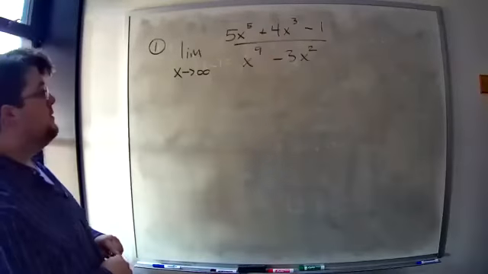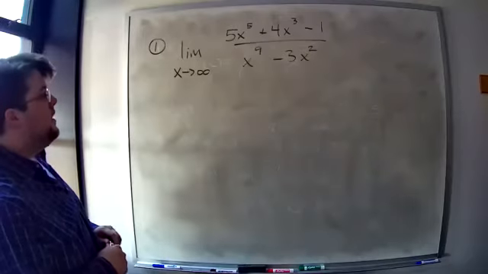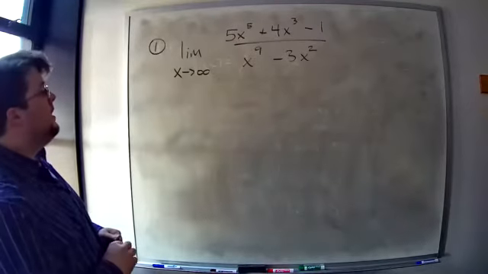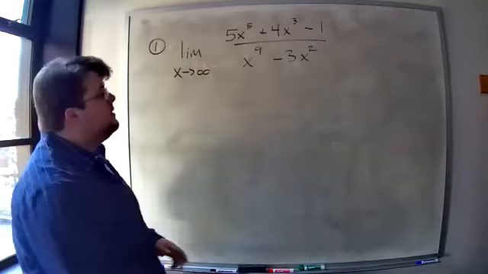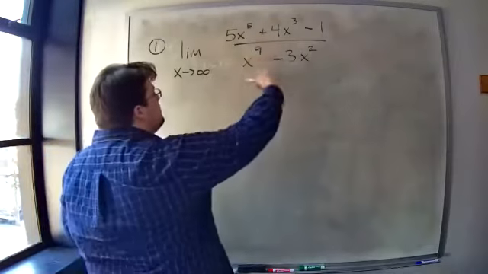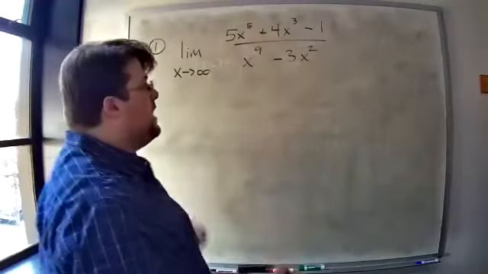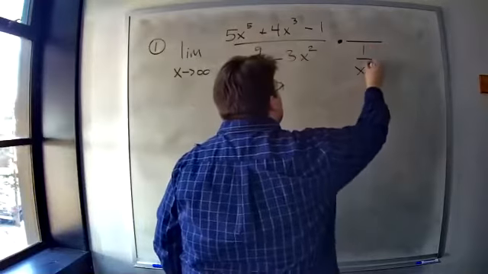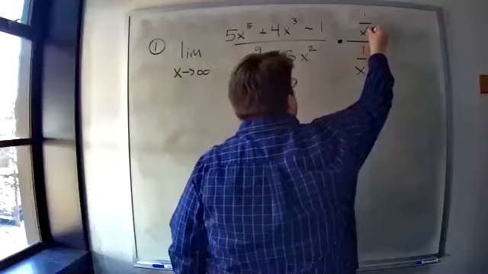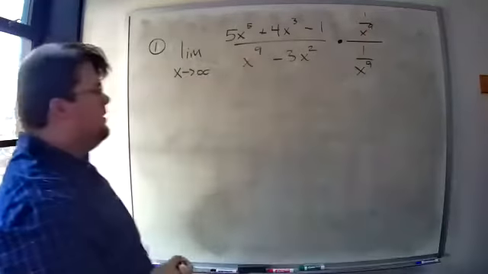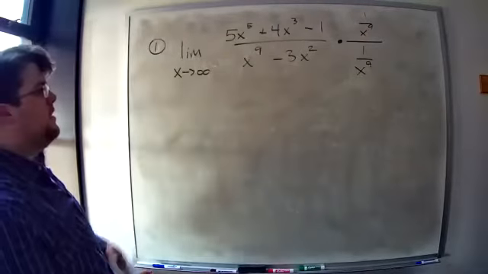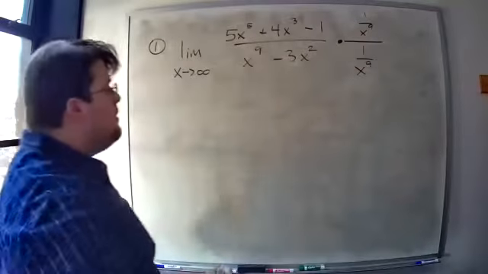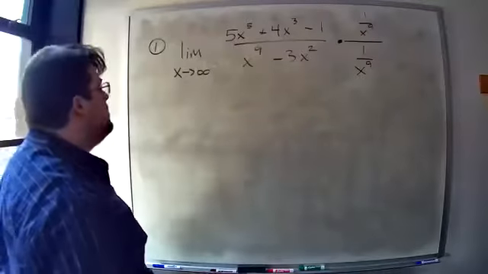First one, we have a limit as x goes to infinity of a rational function, polynomials on top and the bottom. The way we will handle a limit like this is by observing the largest exponent on the bottom, which is 9. What we'll do is multiply our function by 1 in the form of 1 over x to the 9th over 1 over x to the 9th. And this will allow for a convenient simplification.